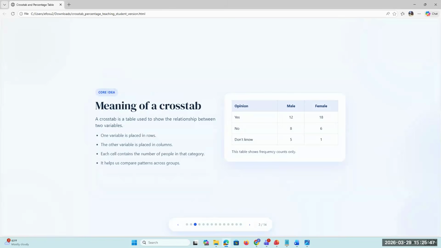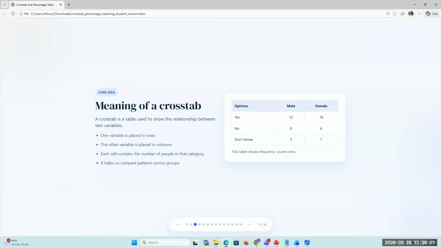So, meaning of crosstab. What at all is a crosstab? A crosstab, in simple terms, is a table that shows the relationship between two variables. So you have a table that is telling you a story, and when you look at it you'll be able to tell the relationship between these two variables. A variable is what you seek to measure. These variables are the independent and dependent variable that we're going to look at.